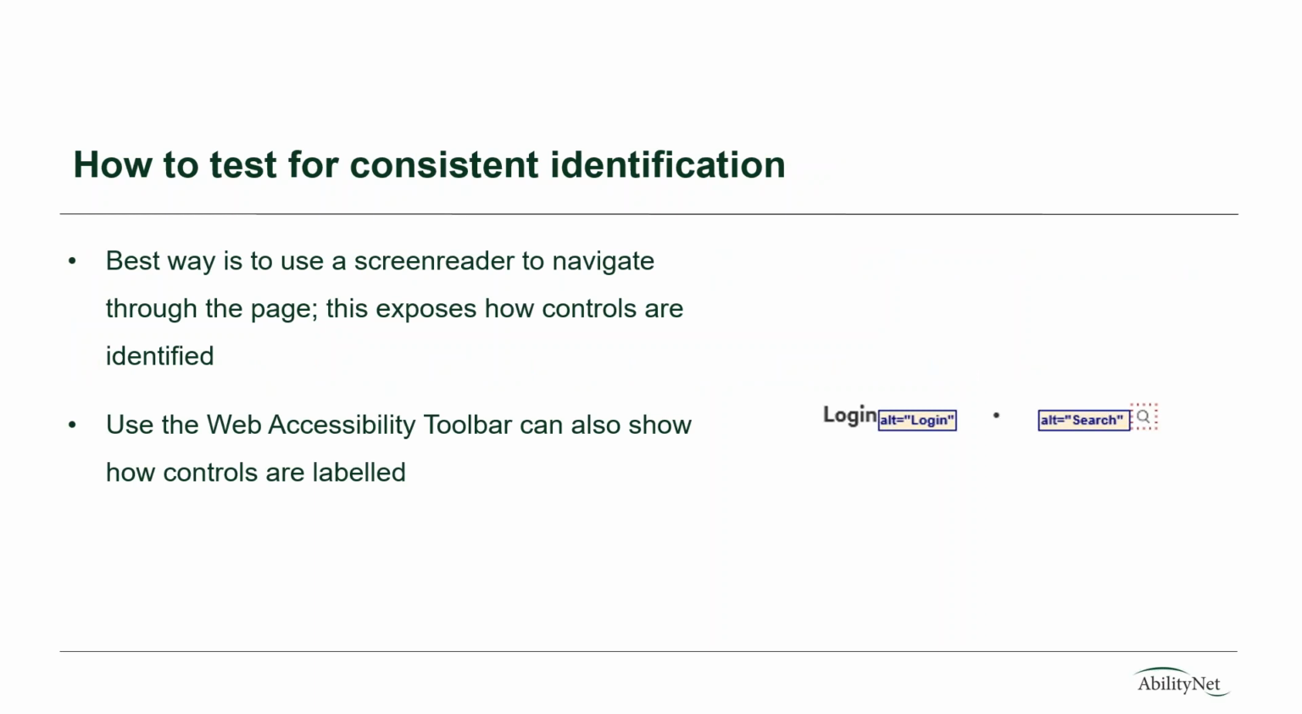Now, how can you test for this issue? The best way is really to use a screen reader to navigate through the page. This will vocalize how controls are identified and labeled for you. An alternative is to use the web accessibility toolbar, which can highlight each of the controls on a page and display its text label above it.